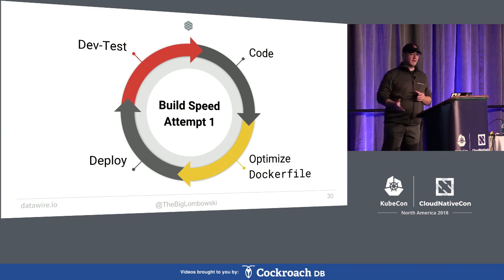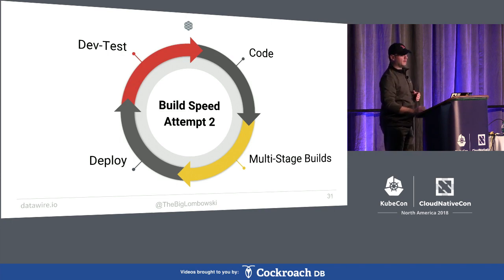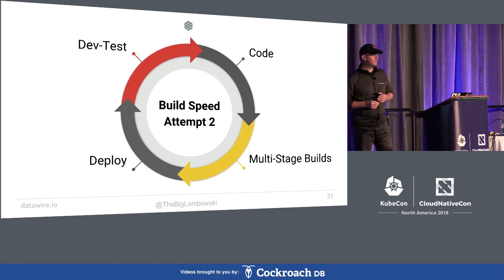So we did the first thing, which is logically reorder the instructions to get the best caching. Great, that shaves some seconds. Next step, multistage builds. That allowed us to start using a base JVM layer that we didn't have to rebuild every time, or a base Python layer that had stuff built in. Great.